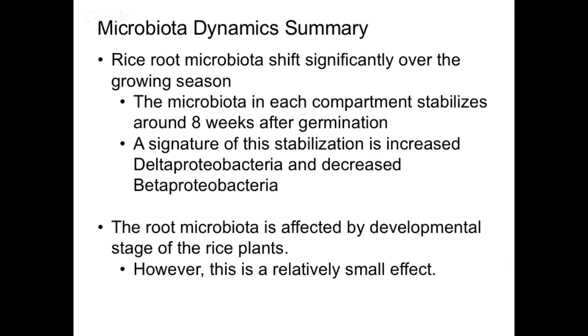So sort of the take-home message here is that the root microbiome shifts significantly over the growing season. We notice a stabilization around 8 weeks after germination. We also see that plants that develop at different rates actually have a faster progressing or slower progressing microbiome. But this effect is much smaller than just the age alone. So plant age is much more important than developmental stage for determining the microbiome.